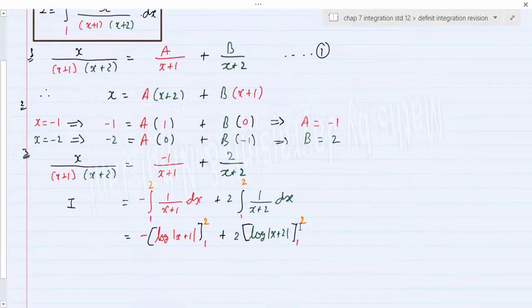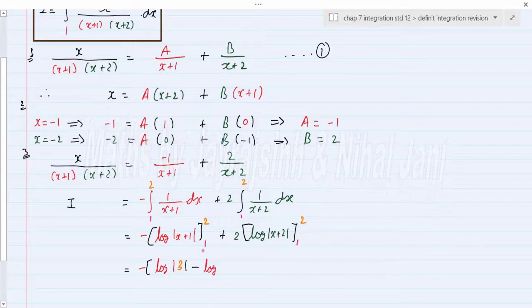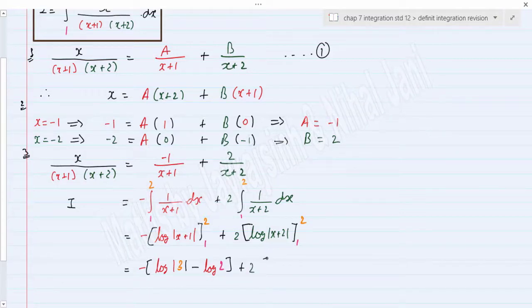Now let's put the limit to get our final answer. This minus will be as it is. Upper limit will give us log mod 2 plus 1, or we can say 3, minus lower limit 1, log mod 1 plus 1 will give us 2, plus 2 will be as it is.